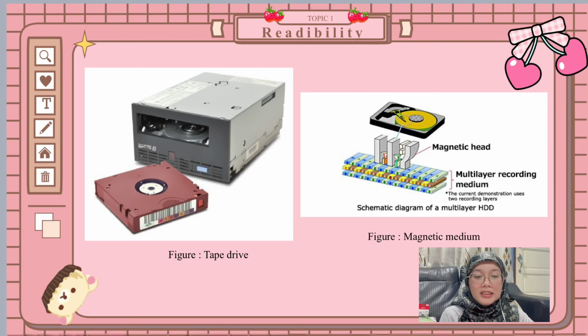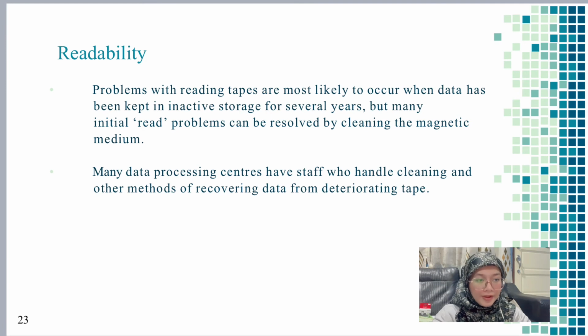Okay, as you can see here, the left picture is a tape drive, where the red one is the tape, and behind it is the tape drive, and when you place the tape inside the tape drive, you can read all the information or the records in there. And the right picture is magnetic medium. Okay, to summarize this point, sometimes problems with reading tape are most likely to occur when some data has been kept for a long time, but those problems can be solved by cleaning the magnetic medium, just like the picture that I showed you previously.